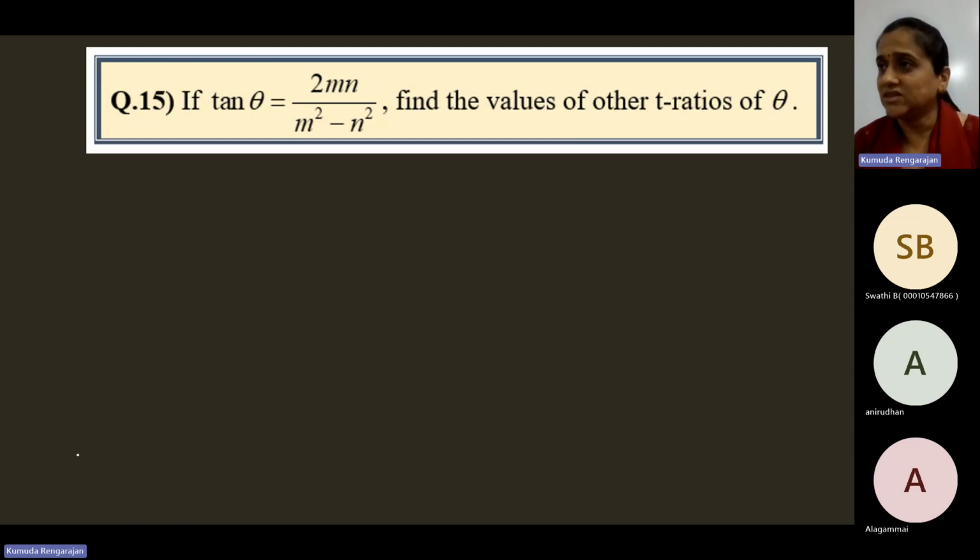Since tan theta is given to us, cot theta we can get by taking the reciprocal of tan. So of the 6 ratios, 2 we know now. Tan is given. Cot is the reciprocal of tan. So we have the remaining 4 we have to find. To find the remaining 4, we'll only find sine and cos. The reciprocal of sine will give us cosecant. The reciprocal of cos will give us secant. So we just have to find sine and cos, and with the reciprocals, we'll find cosecant and secant. Please do.